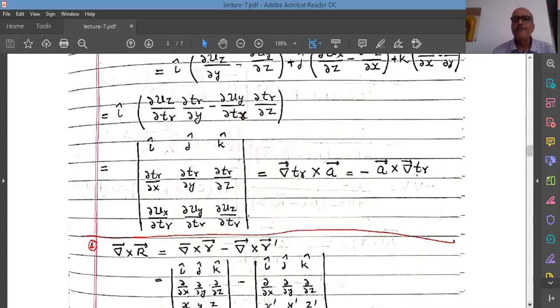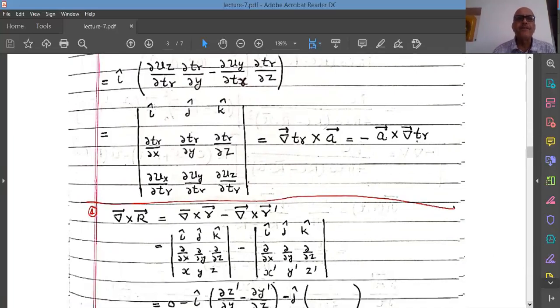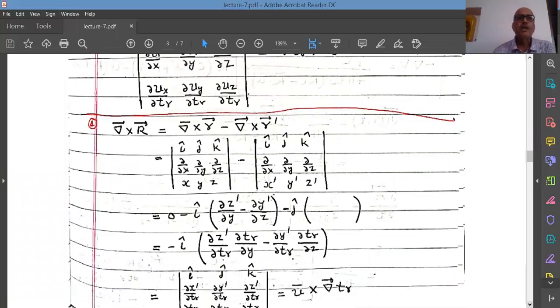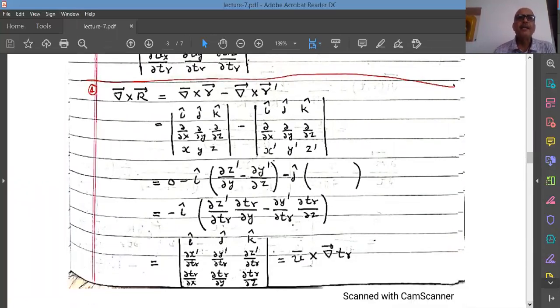Now we move on to the fourth term. Again, it is the part of the fourth term, that is curl of r, similar to curl of a v. So curl of r vector can be written as curl of small r vector minus the curl of r dash vector. So here again i, j, k, del over del x, del over del y, del over del z, x, y, z, or you can yourself predict that curl of r is always equal to 0. So the first term is 0, the second term is not equal to 0.